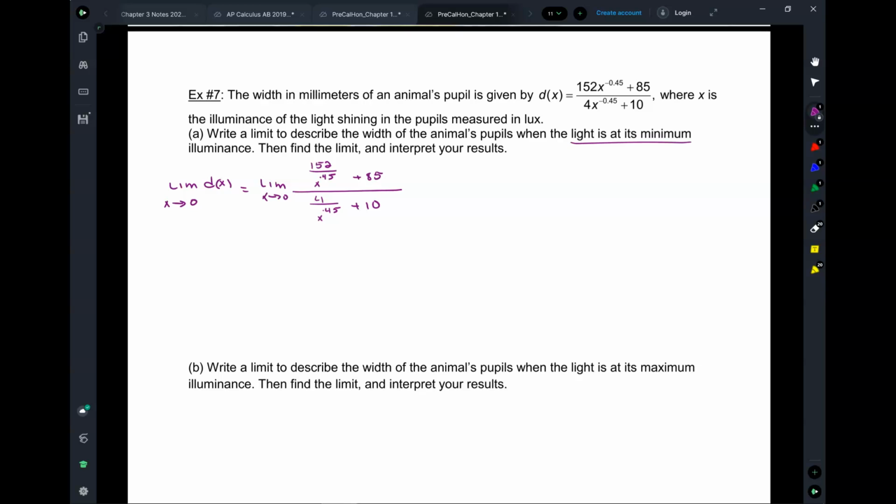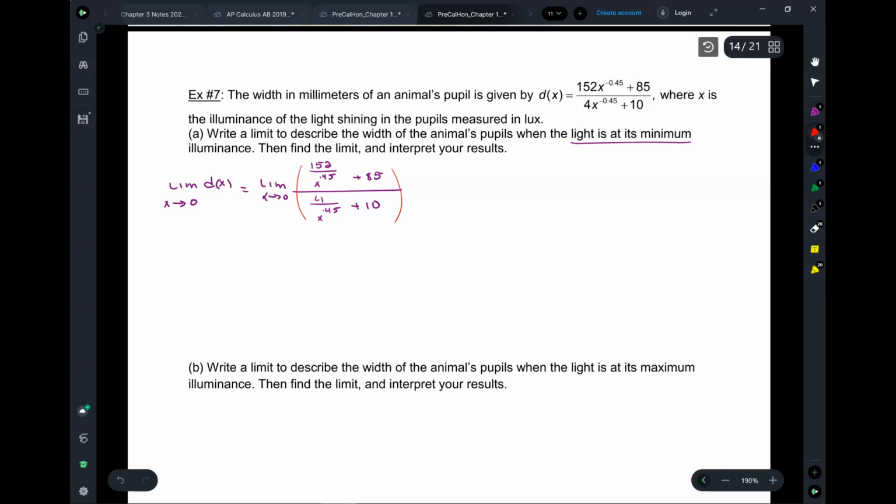Now, if I were to plug in 0 here, then I get 152 over something close to 0, and then 4 over 0. So that's going to be infinitely large. 152 over 0 is going to be infinity, and this over 0 is going to be infinity, and that's not going to give me something that I can use. So I think to myself, why don't I simplify this function?